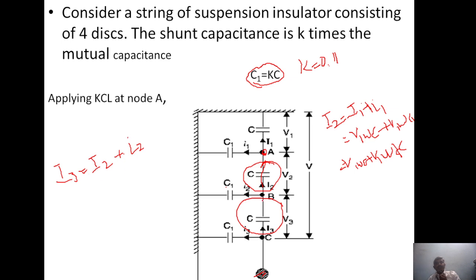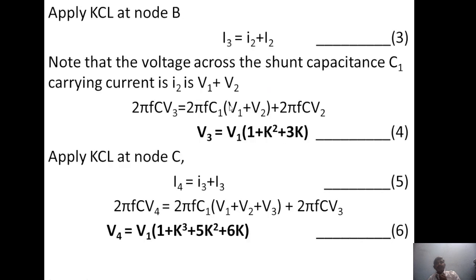Similarly, small I2 is the current in this branch. The potential at this point is V1 plus V2, so keep in mind V1 plus V2 into 2 pi f C1. Finally, you will get 2 pi f C1 into V1 plus V2, and capital I2 is 2 pi f C into V2. So V3 is equal to V1 into 1 plus K square plus 3K.